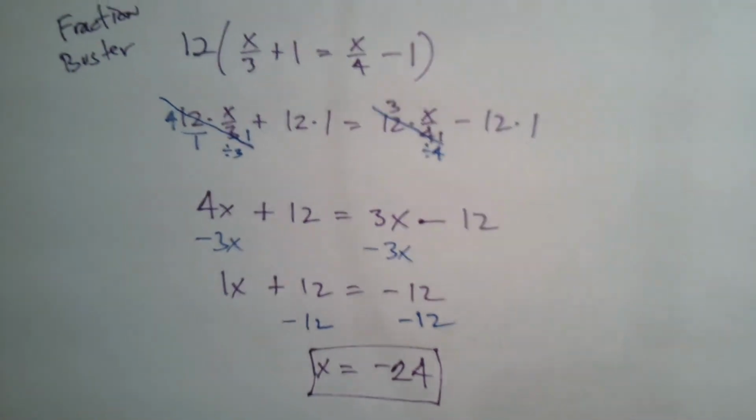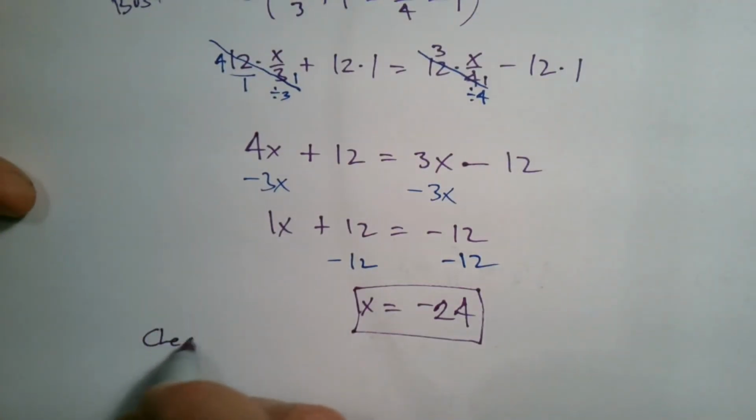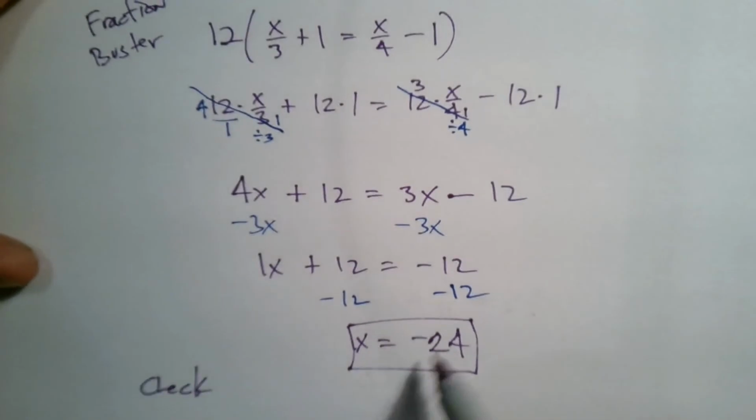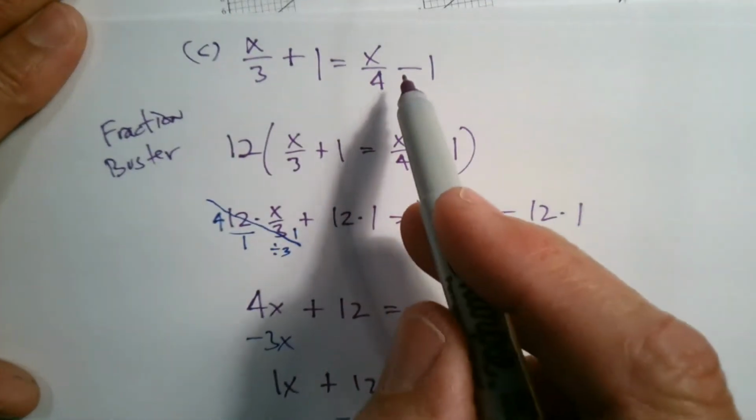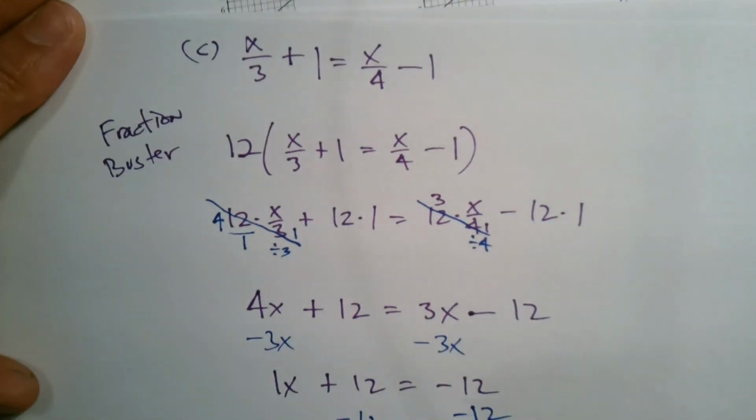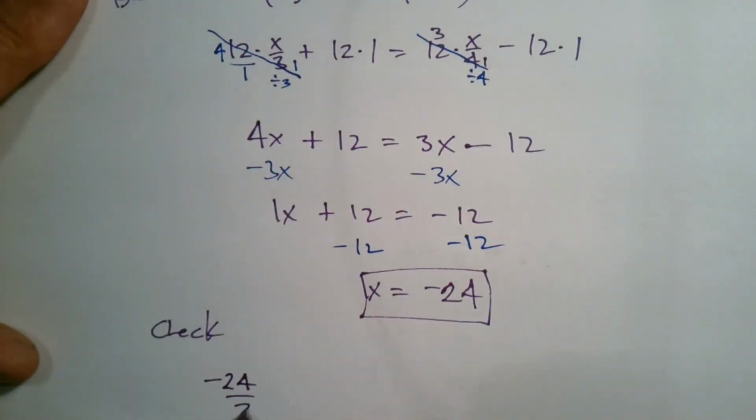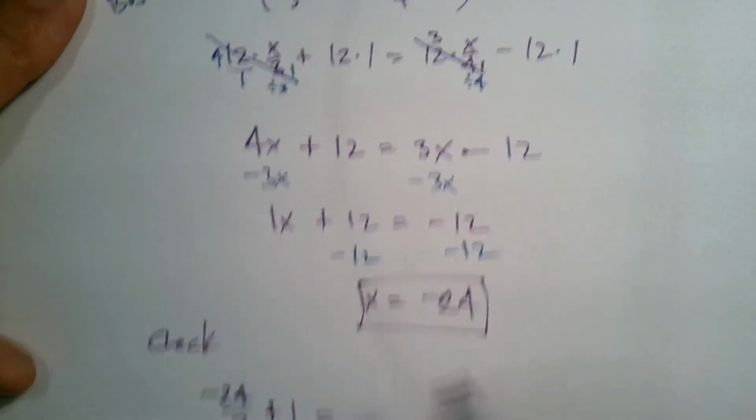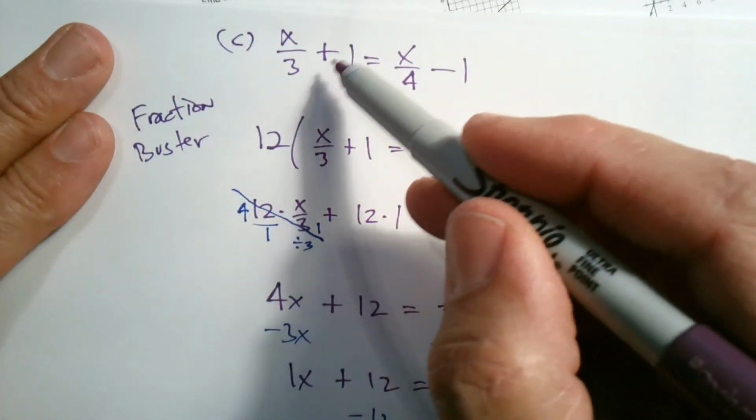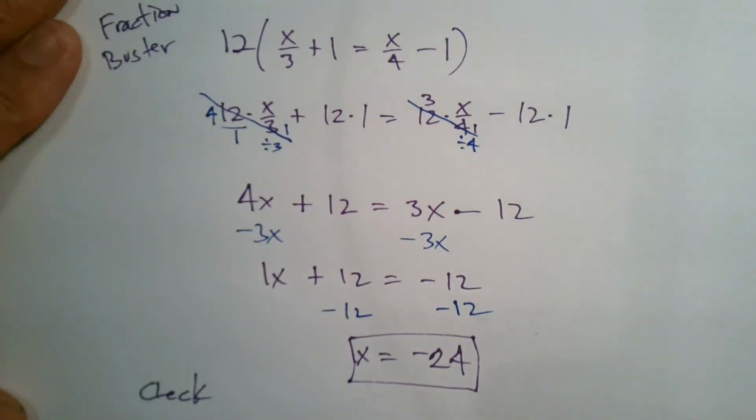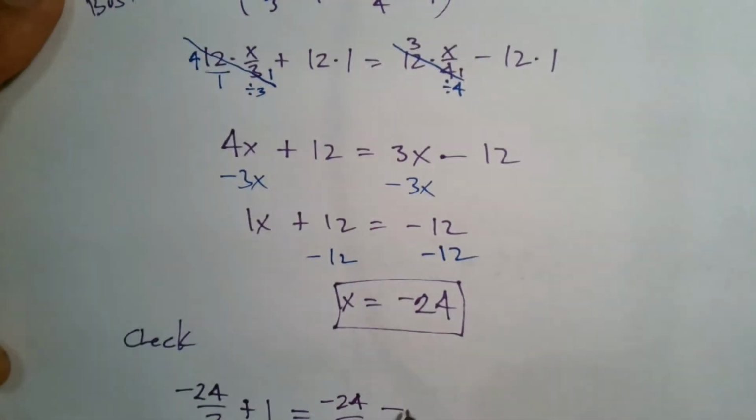And I'll show one more thing, how to check this. For checking, I'm going to take negative 24 and put it in place of x and do the math to see if it works out. So instead of x over 3, I'm going to have negative 24 divided by 3 plus 1 equals negative 24 divided by 4 minus 1.